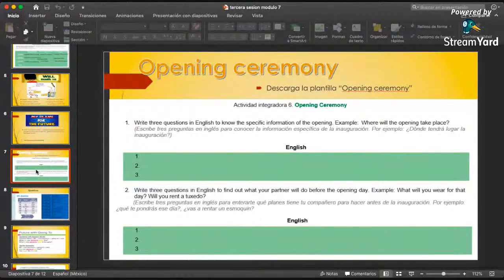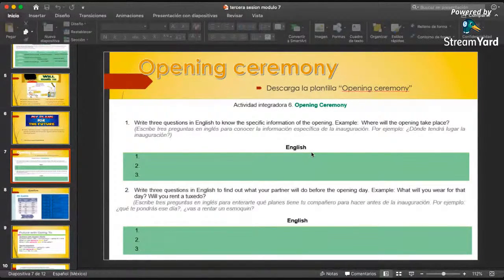That is called Opening Ceremony. In this section, you have to write questions using the future tense, so questions with will and going to. So, Opening Ceremony. Write 3 questions in English to know the specific information of the opening. For example, where will the opening take place?